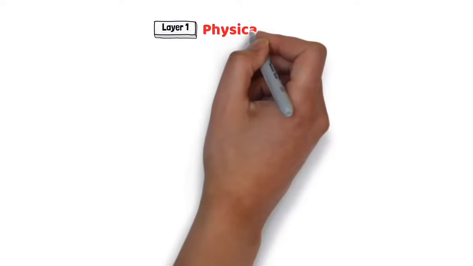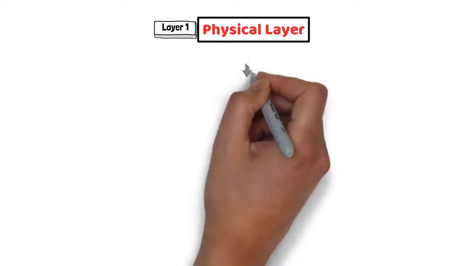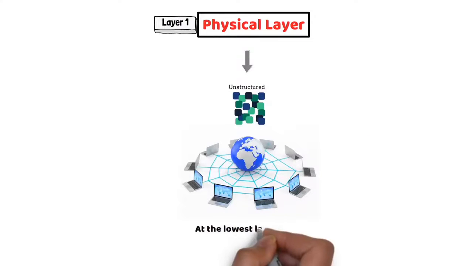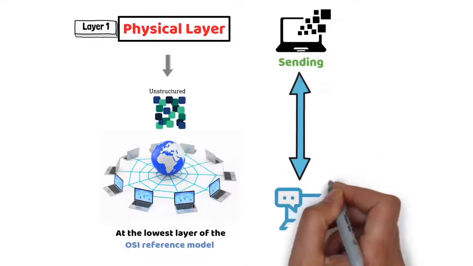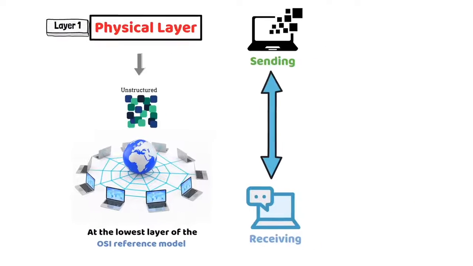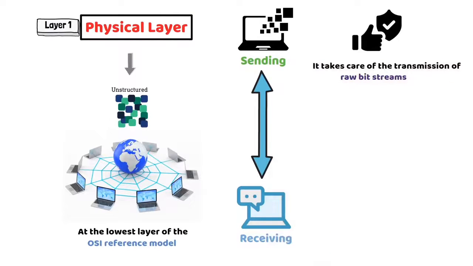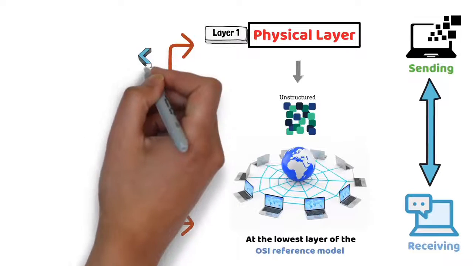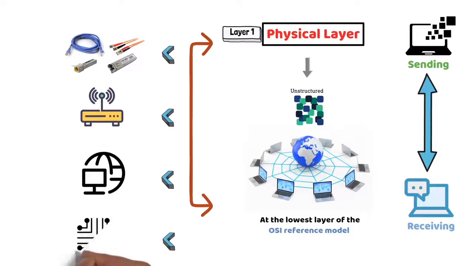Layer 1. Physical layer. The physical layer is responsible for transmitting unstructured data bits across the network at the lowest layer of the OSI reference model between the physical layers of the sending and receiving devices. In other words, it takes care of the transmission of raw bit streams. The physical layer may include physical resources like cables, modems, network adapters, and hubs, etc.